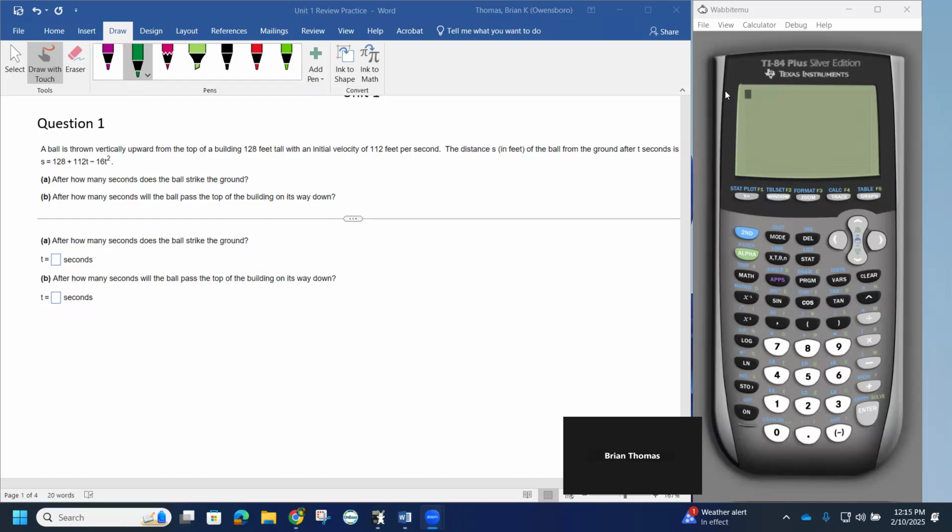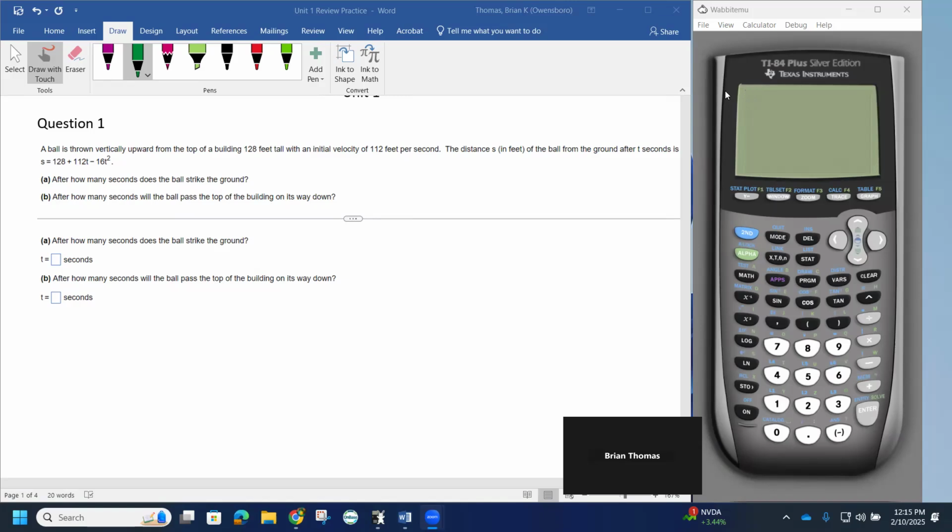So a ball is thrown vertically upward from the top of a building 120 feet tall with an initial velocity of 112 feet per second. The distance s in feet of the ball from the ground after t seconds is given by the equation s equals 128 plus 112t minus t squared. After how many seconds does the ball strike the ground?